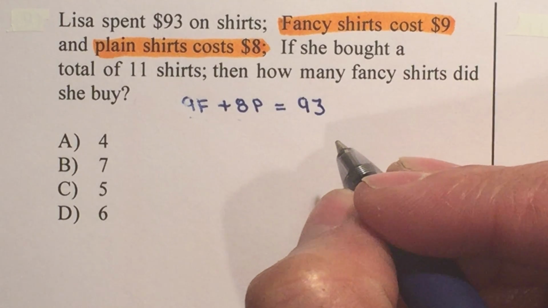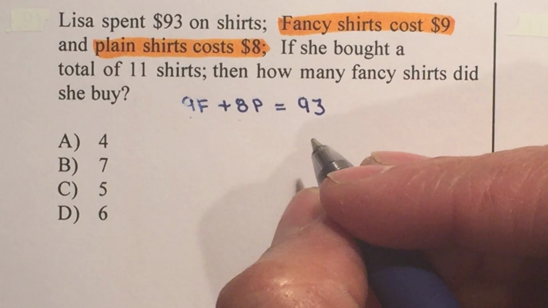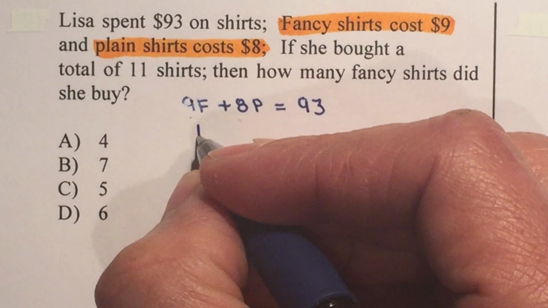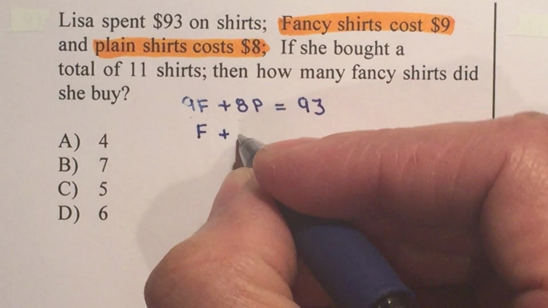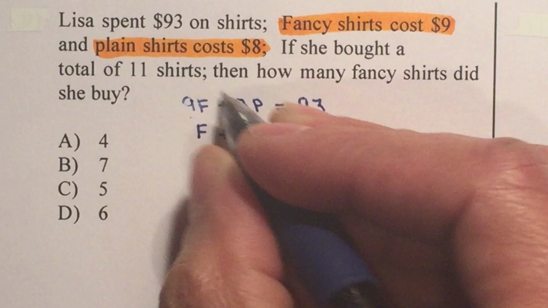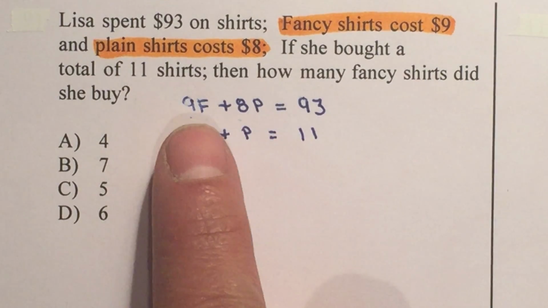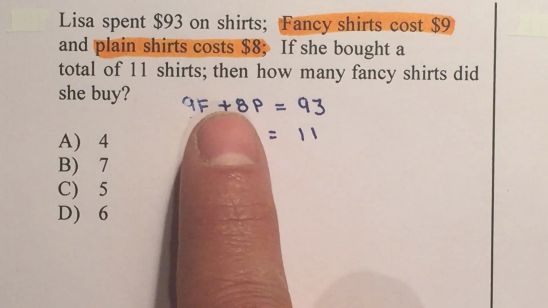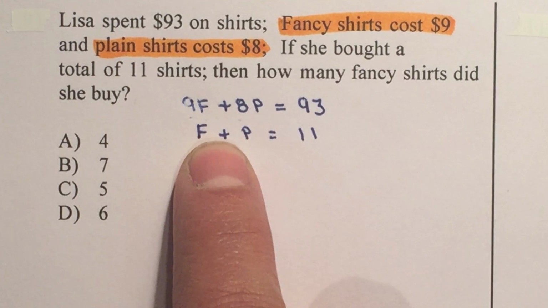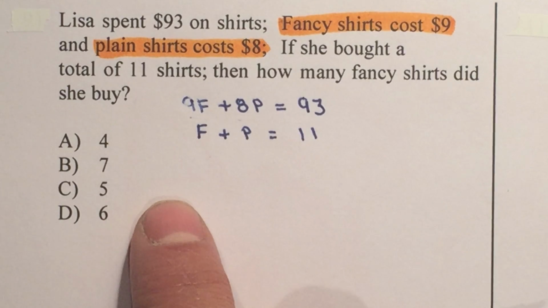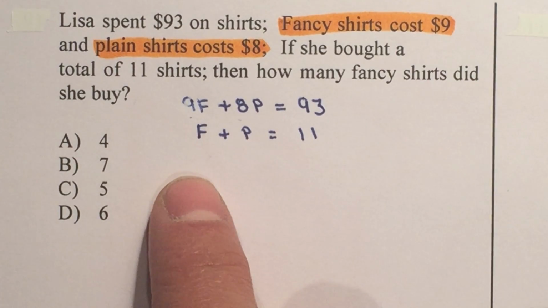The second equation will deal with how many items did she buy. F, the number of fancy shirts, plus P, the number of plain shirts, will be equal to 11 shirts. So therefore we have two unknowns, F and P, and therefore we have two equations. Then you need to decide whether you want to do it by substitution or combination.